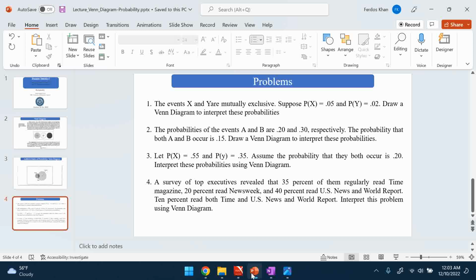Okay, this is a bit lengthy problem. There are 3 events, so we need to be careful. First we need to write these events. I will denote Time magazine by T, Newsweek by N, and US News and World Report by W.